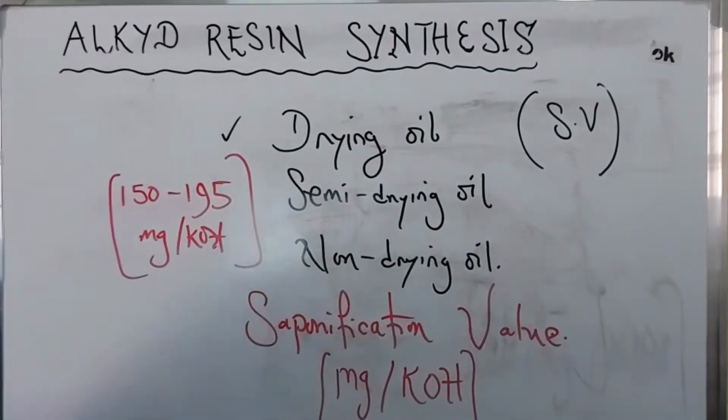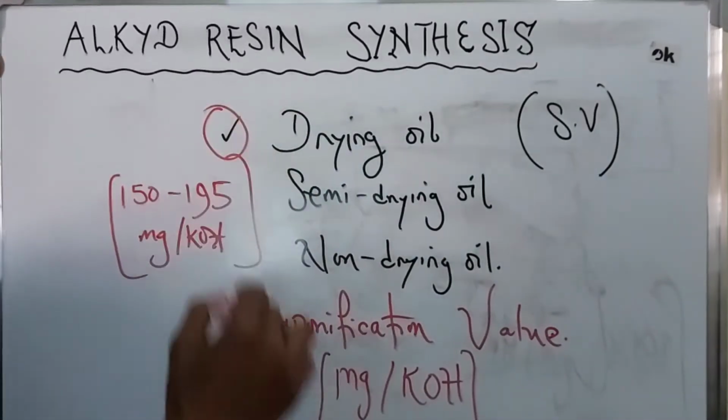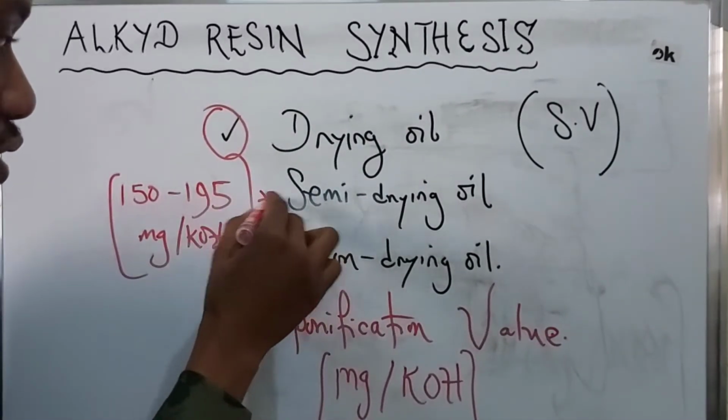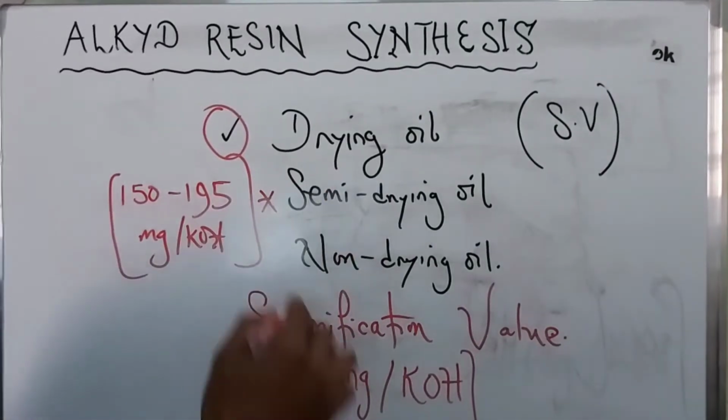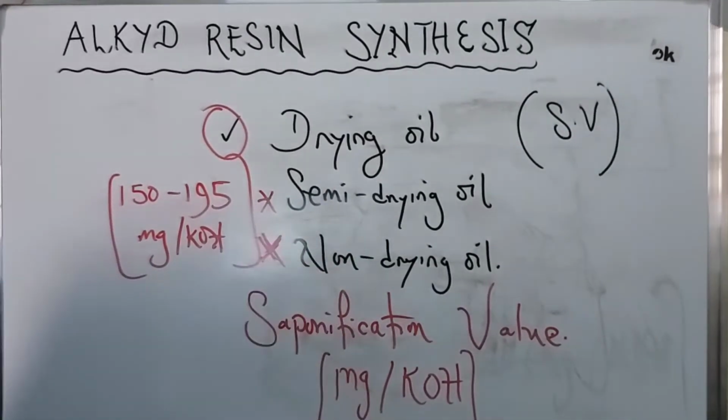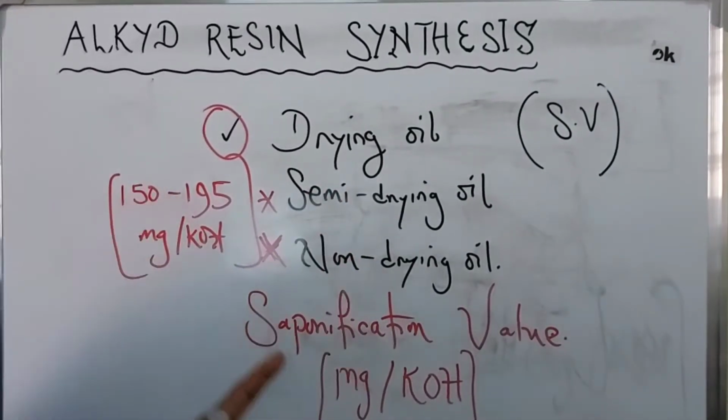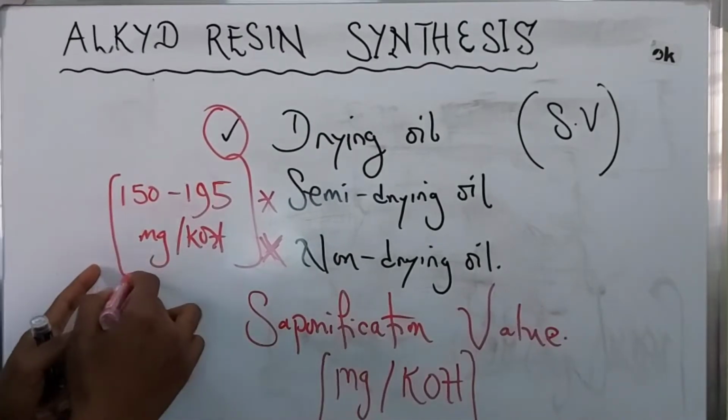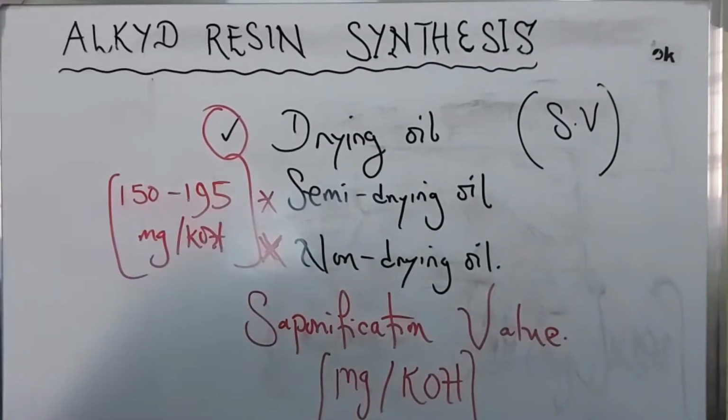So that is it. We need to bear in mind the saponification value. So it must be a drying oil. We don't need a semi-drying oil, but it can also serve, but never a non-drying oil. Your drying oil saponification value lies in the range of 150 to 195, and that will be perfect for the Alkyd resin synthesis. So this must be determined prior to the resin synthesis. Not all oils are suitable.